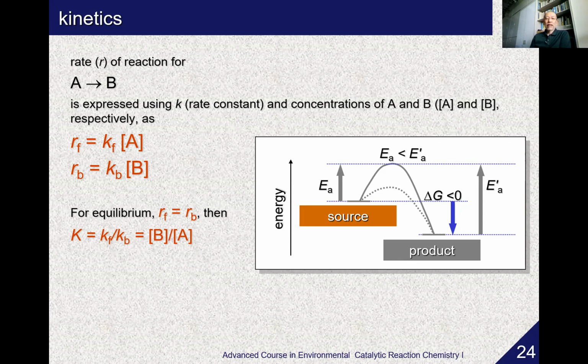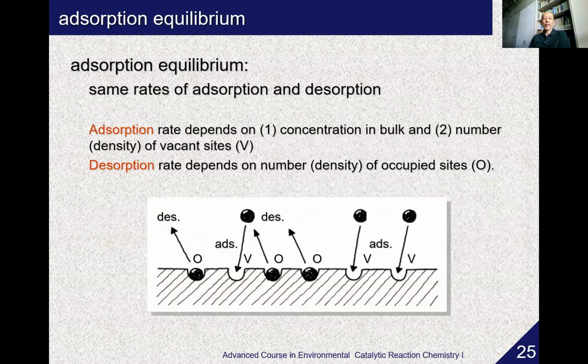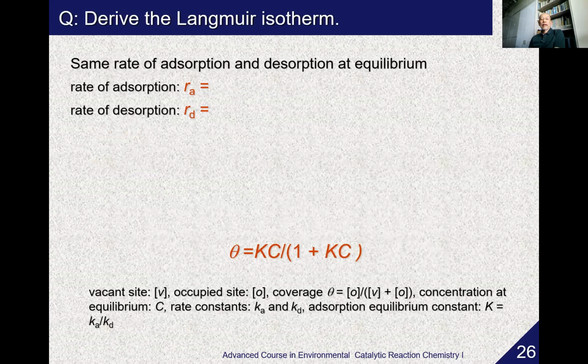This type of discussion is used in adsorption equilibrium. RF is the adsorption rate, and RB is the desorption rate. Again, the adsorption rate depends on the concentration in the bulk and the number of vacant sites, V. The desorption rate depends only on the number of occupied sites. Then theta equals Kc over 1 plus Kc. This is the Langmuir adsorption isotherm. So this is the goal.